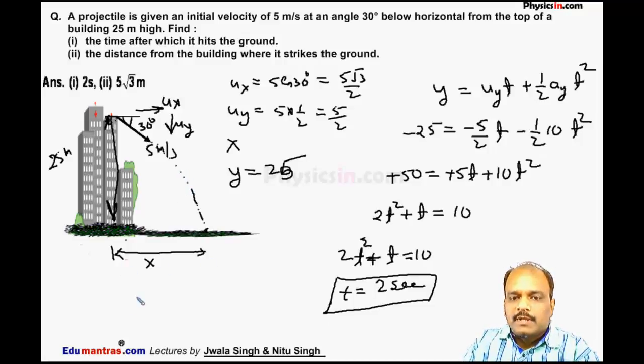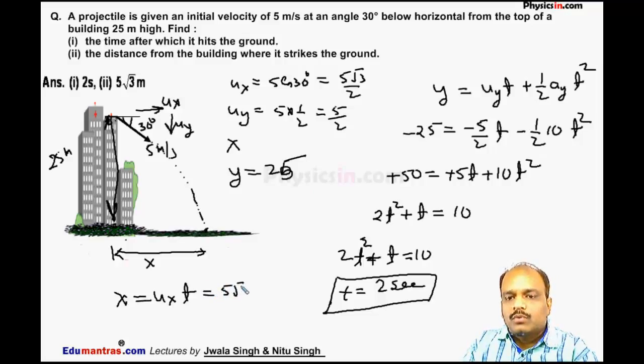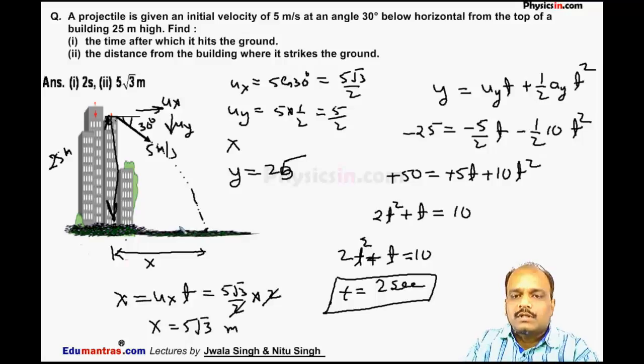And the horizontal displacement x. For x, we can say the horizontal displacement is ux into t because ax is 0. So ux is 5 root 3 by 2 and the time of flight is 2 seconds. So the answer comes out to be x is equal to 5 root 3 meter. This is the horizontal distance moved by this ball.